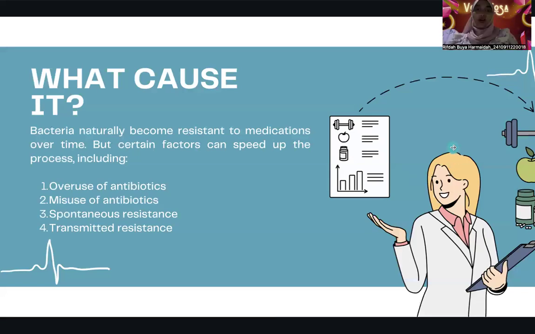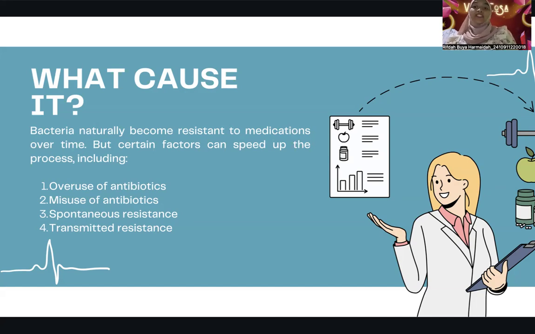Next is what causes antibiotic resistance. Antibiotic resistance happens when bacteria change and become stronger, making antibiotics less effective in treating infections. One of the causes is the overuse of antibiotics. This occurs when people take antibiotics too often or for a condition they can't cure, like viral infections such as the common cold or flu. Antibiotics are only effective against bacterial infections, so using them inappropriately means bacteria get exposed to the medicine without being fully killed, giving them a chance to adapt and survive.